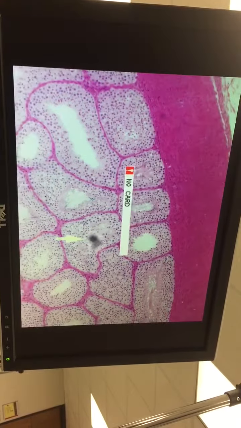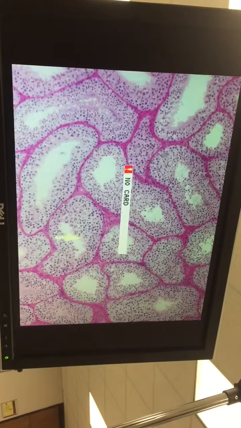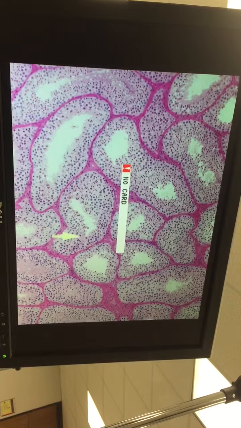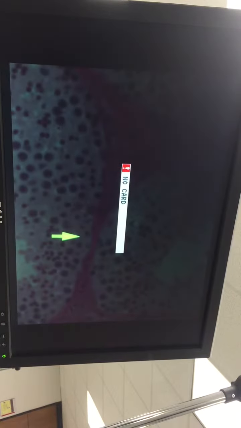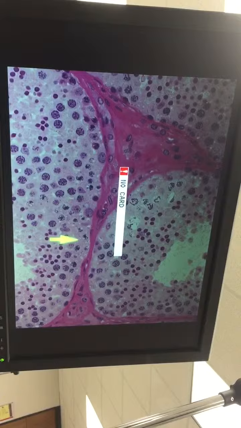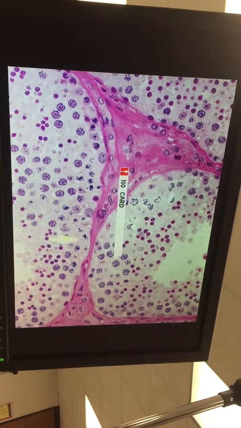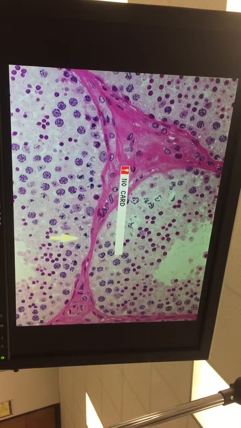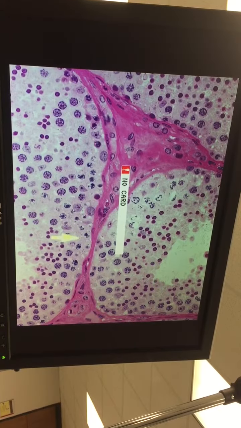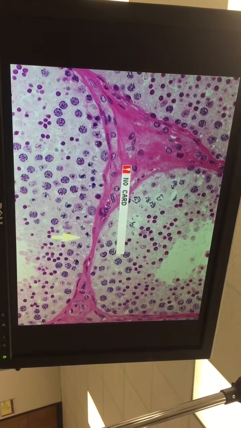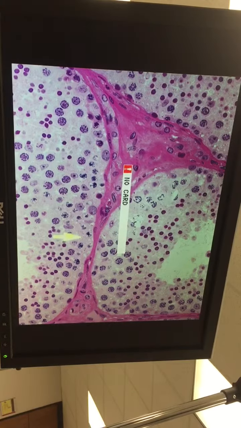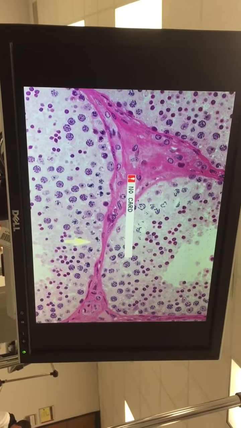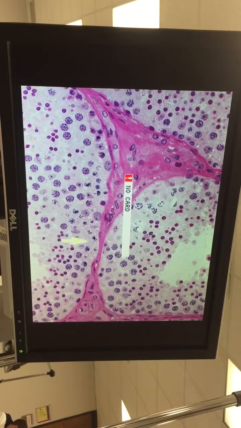So you can see all the septa that divided up, and these are all the seminiferous tubules. And as we go down to the high dry, you can begin to identify some of the cells. Now, don't try to identify every single cell that you see. Find a nice example of a spermatogonium. We will not try to differentiate between A and B spermatogonia. Look for a primary spermatocyte, and then spermatids. You probably will not see a secondary spermatocyte.